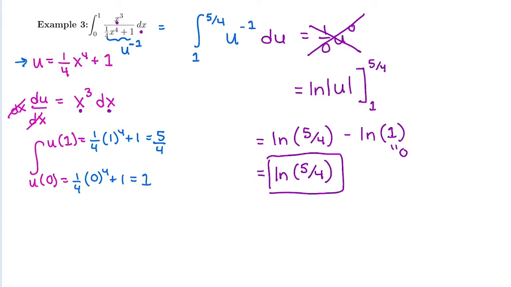That's the exact answer. It's like leaving it as 2 pi instead of multiplying it out. If you have a number that doesn't terminate, you can leave it just like that. Or if you wanted a decimal answer for some reason, this is about 0.22.